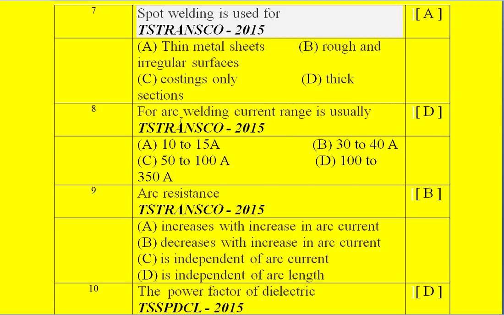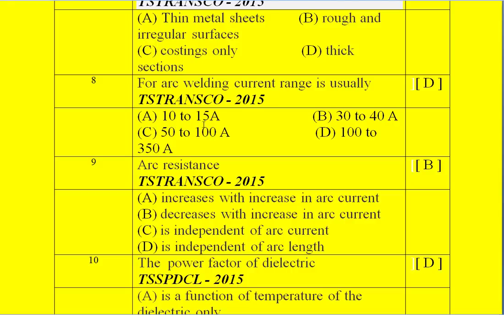Next question. For arc welding, the current range is usually, A is 10 to 15 amperes, B is 30 to 40 amperes, C is 50 to 100 amperes, D is 100 to 350 amperes. Normally these arc welding machines will have high current, low voltage. So D is the right answer, that is 100 amperes to 350 amperes. And it was given in 2015 TS Transco.